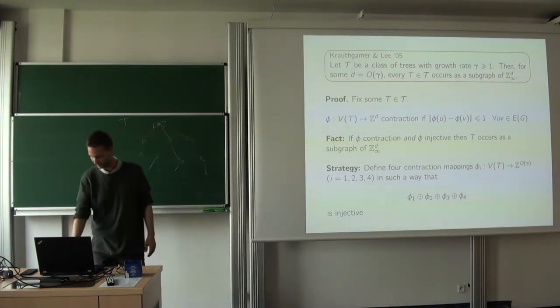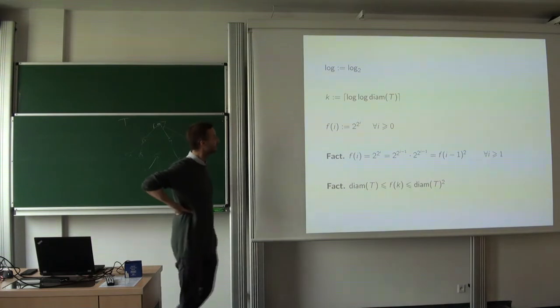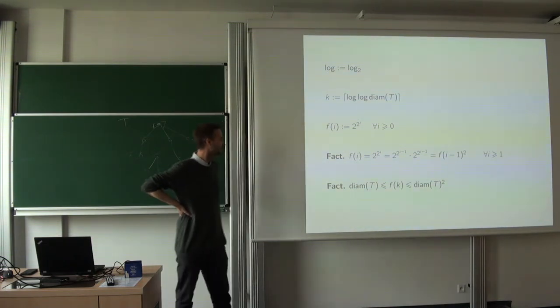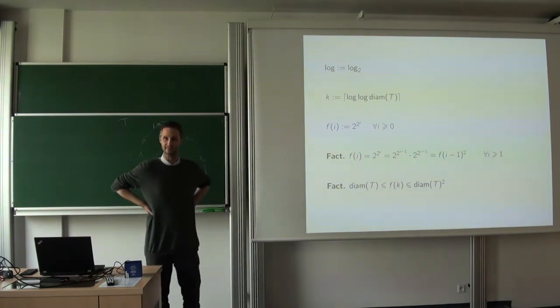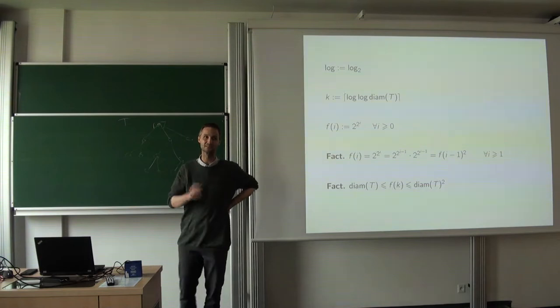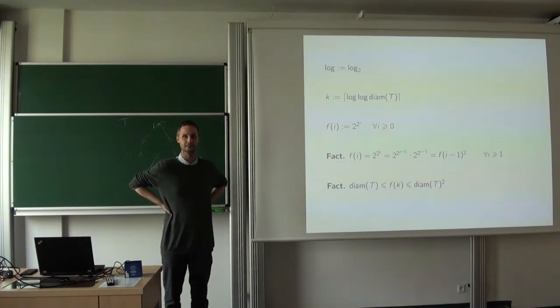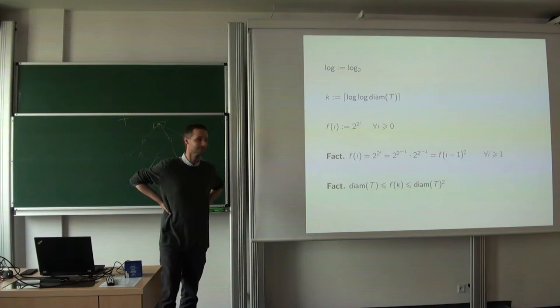Okay, so far it's a bit of an abstract setup, but at least you see where we are going. Now let me give you a couple of more technical definitions, and then we are going to see how we build these contraction mappings. And there you are going to see that this is actually related to, in a sense, these random walks that I alluded to. All right, so the logs will be in base 2.